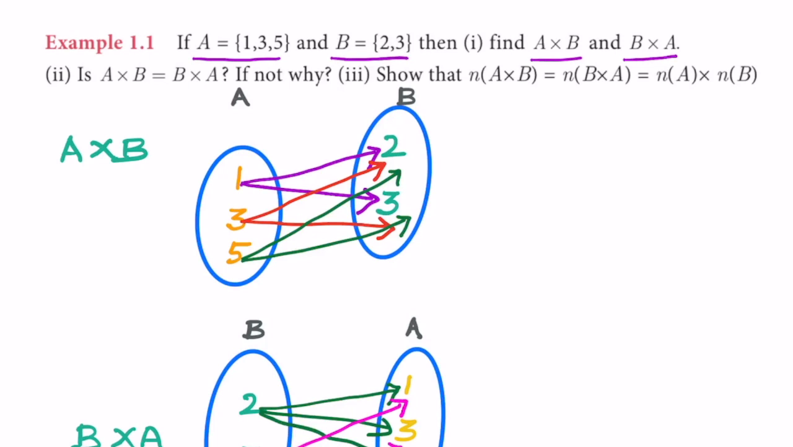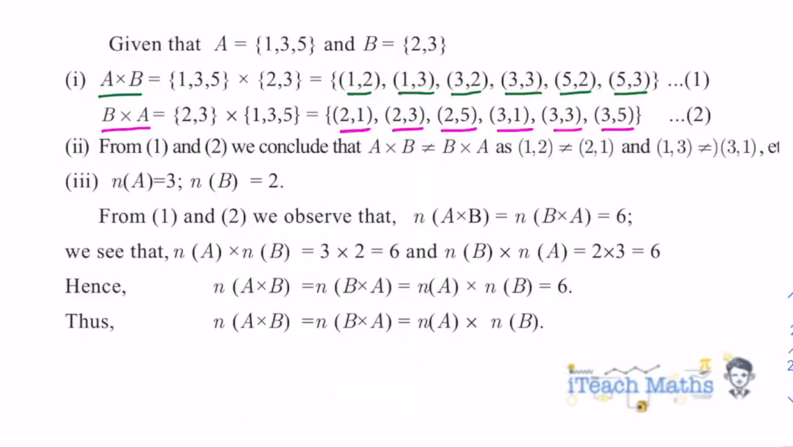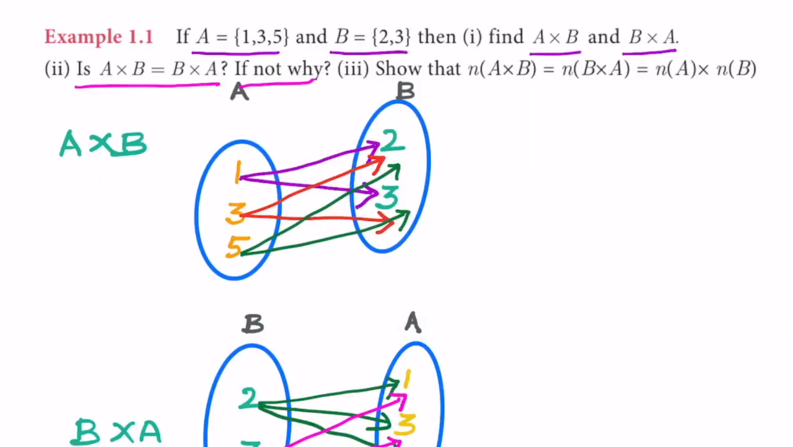Now, we go to the second part of this sum. Is A cross B equal to B cross A? If not, why? So, now we have seen that A cross B has 6 elements. Similarly, B cross A also has 6 elements, but A cross B is not equal to B cross A since the ordered pair (1,2) is not equal to (2,1) and the ordered pair (1,3) is not equal to (3,1), etc.